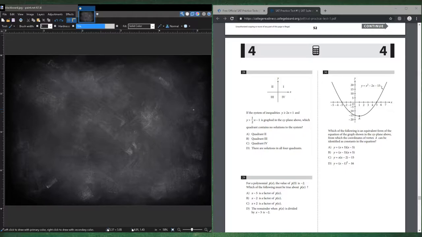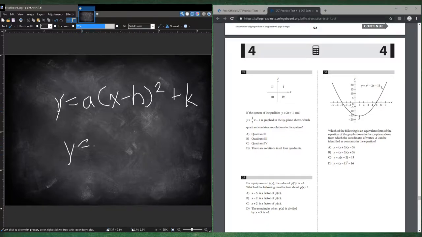this is asking for a quadratic in vertex form. So vertex form will basically be y is equal to some constant times (x minus h) squared plus k, where (h, k) is the coordinate of the vertex. So based on our equation, it's at 1, negative 16. So it'll be x minus 1 squared and k is negative 16. So we just need to find a.